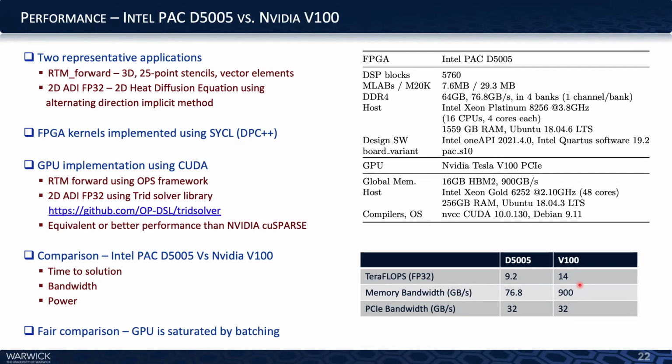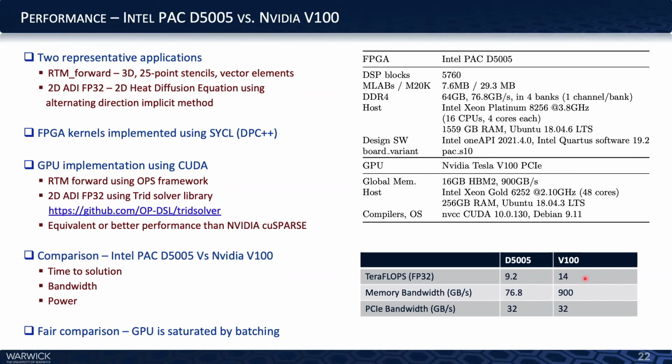Target platforms for this experiment are the Intel PAC D5005 FPGA and the NVIDIA V100 GPU. Specifications for both platforms are in this table. Here we note that the GPU's bandwidth is more than one order of magnitude higher than the FPGA's, and its theoretical computing power is also higher than the FPGA's. FPGA kernels are implemented using Intel's implementation of SYCL, Data Parallel C++. We optimally implement the same applications on the NVIDIA V100 using CUDA.